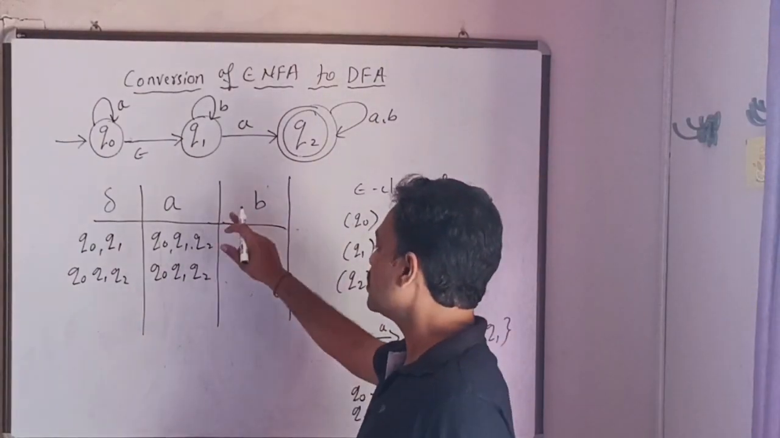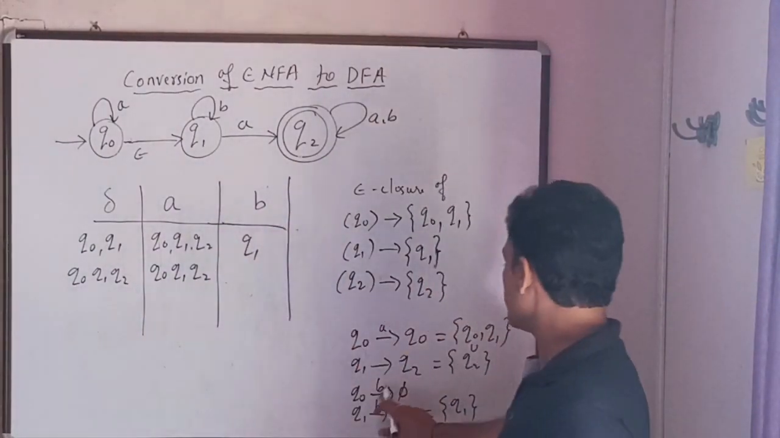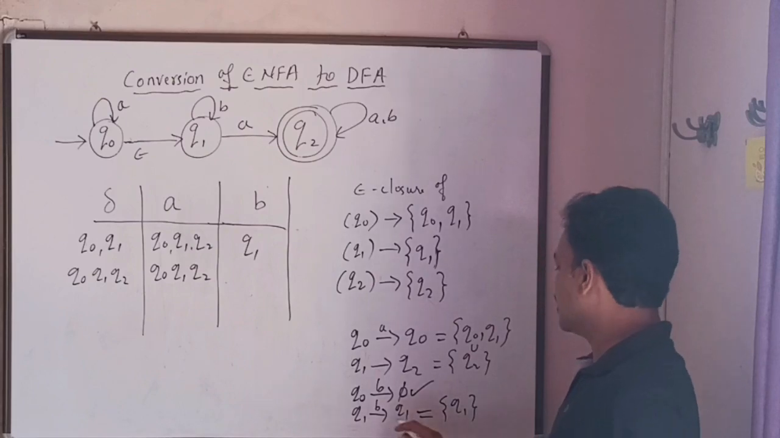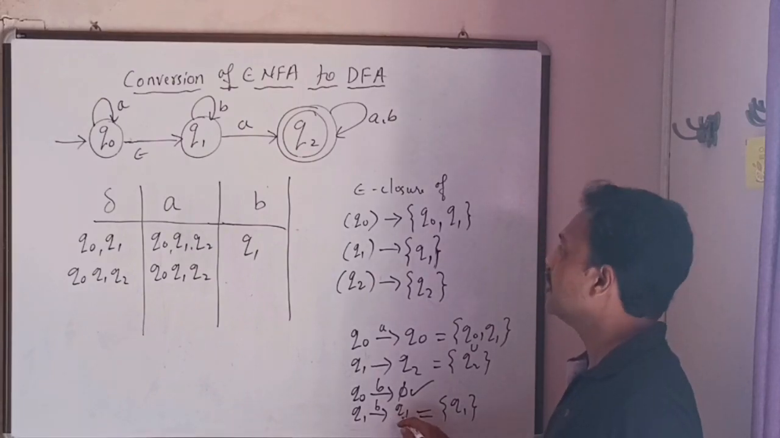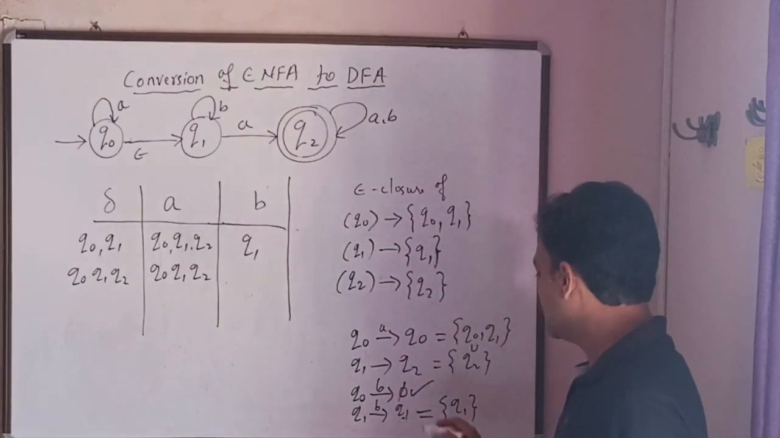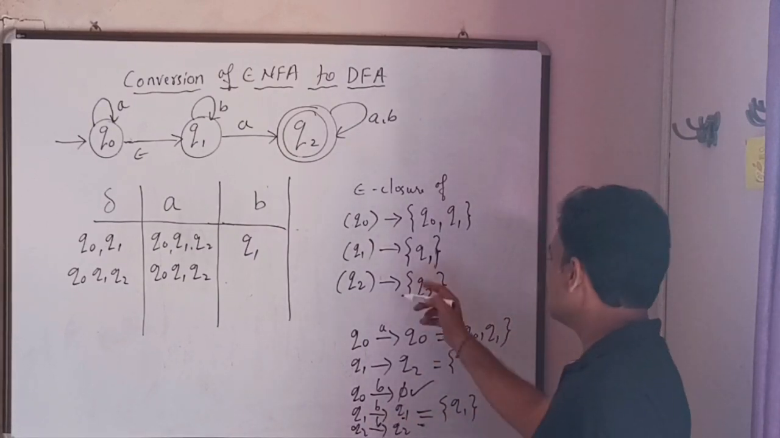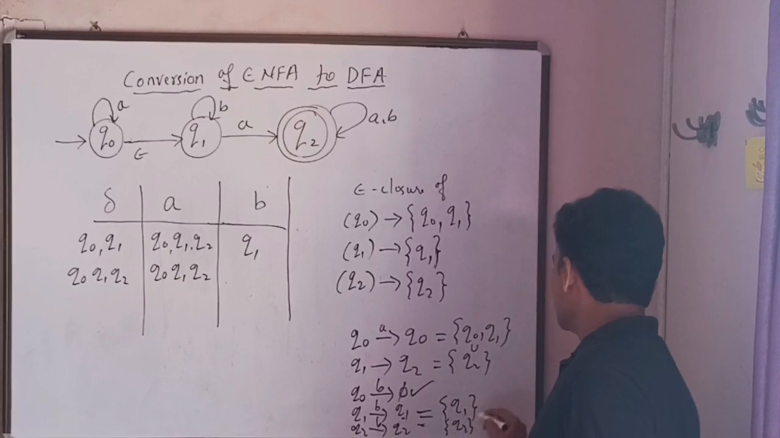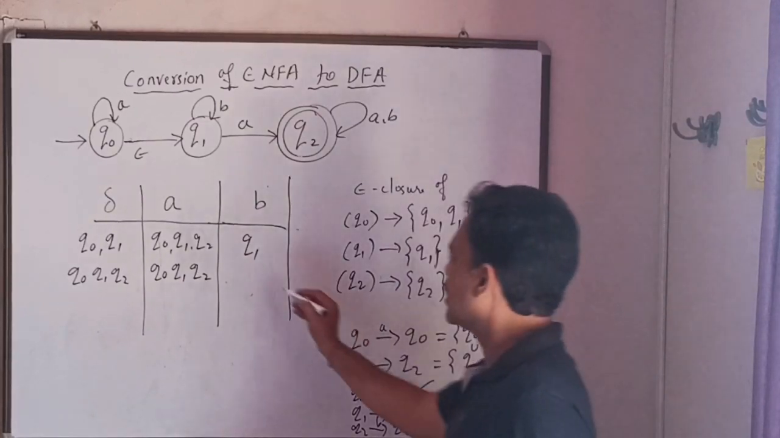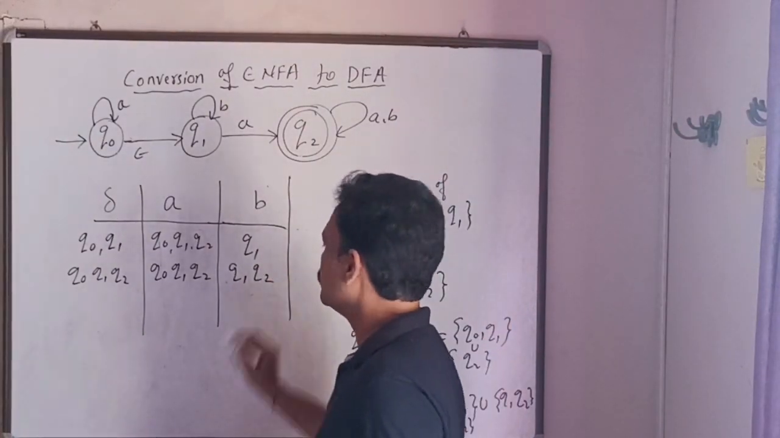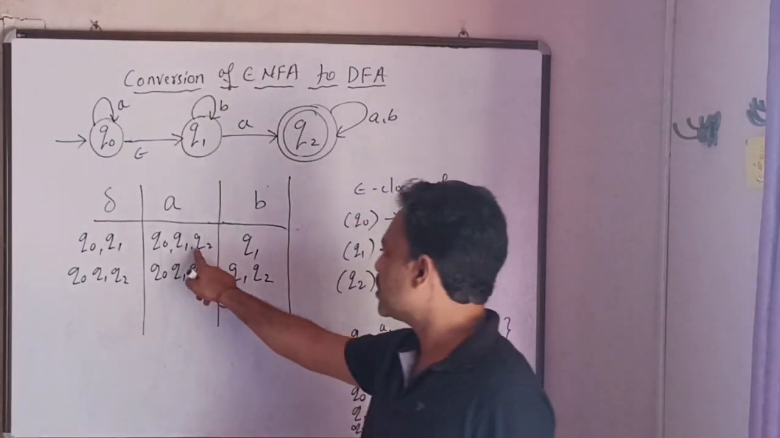Now Q0, Q1, Q2 on B. So Q0 on B is null. Already we have found out, Q1 on B is Q1. Q2 on B is Q2. Its epsilon closure is Q2. So union these two, you get Q1, Q2, right? So we are done with this state.